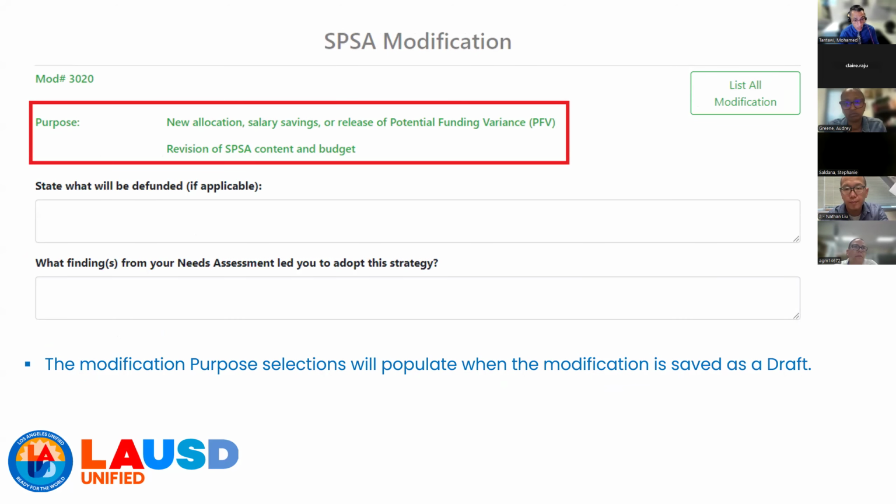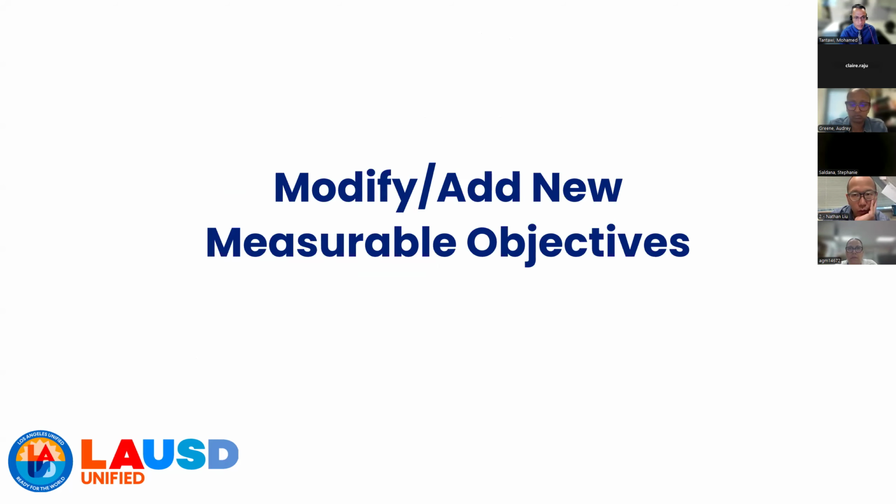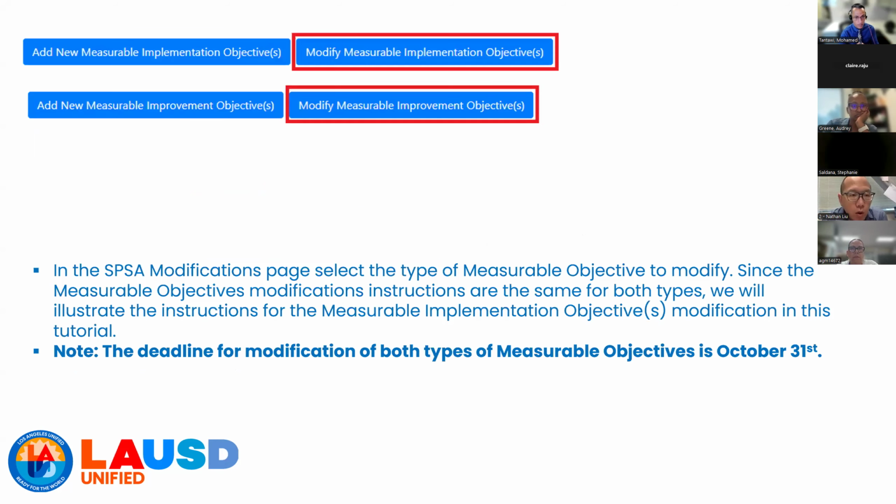Now, the modification purpose that you selected will appear at the very top of the modification when you save the modification as a draft. In our example here, my purpose for this modification is that it's a new allocation, but I'm also revising my SPSA content and budget. Next, I'm going to review modifying measurable objectives. And this is a repeat of what I went over for the no budget change. So this will just be a good refresher on those same steps again.